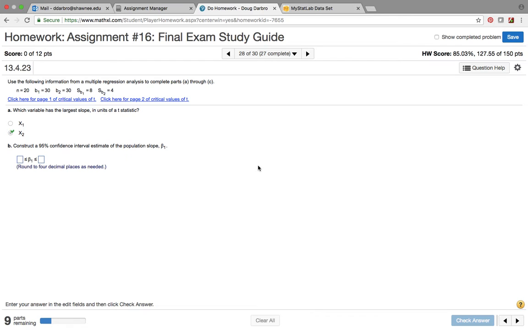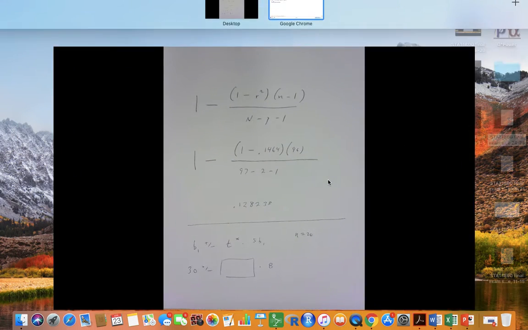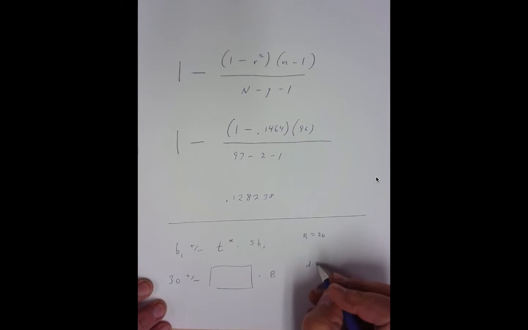Construct a confidence interval for beta 1. We're going to need beta 1 plus or minus our t critical times the standard error for beta 1. So beta 1 is 30 plus or minus our t critical times SB1, which is 8. Gosh, it'd be nice if we had the data here. We could just plug and chug. So, guys, we have sample size n equal 20, and we have 2 predictors. So my degrees of freedom are going to be n minus k minus 1.